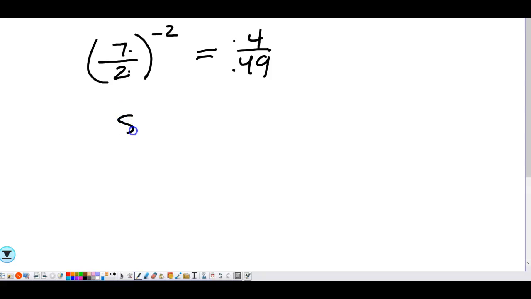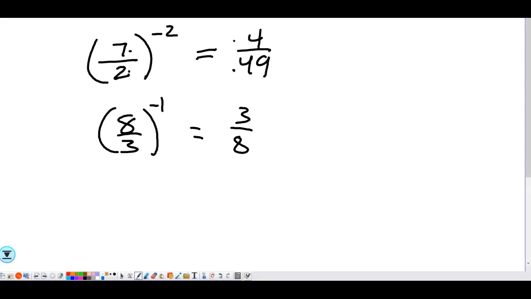How about this? 8 over 3 to the negative 1 power. What would that be? So it'd be 3 over 8. Just 3/8, right? Because the power of 1 doesn't change anything, but the negative flips it over. So that's what negative exponents do. You still do the power like normal, but you also flip it.